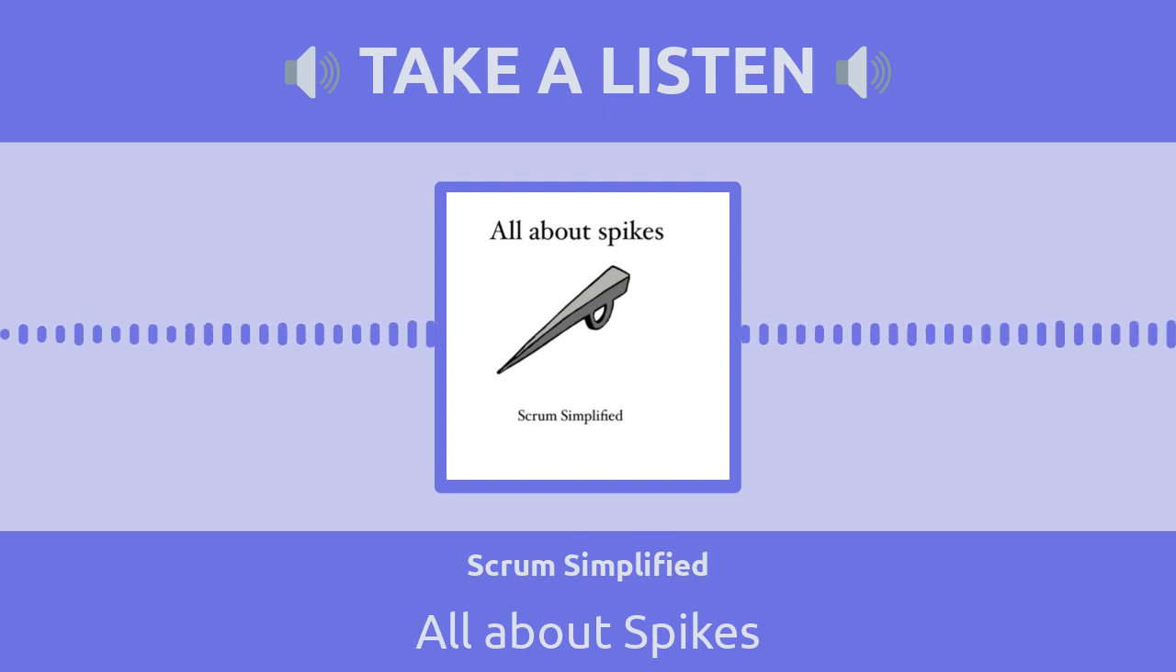Another way to think about this is the type of research. So a technical spike is planned when it is unclear how to build something. A functional spike is planned when more information is needed to decide what to build from a functional perspective.